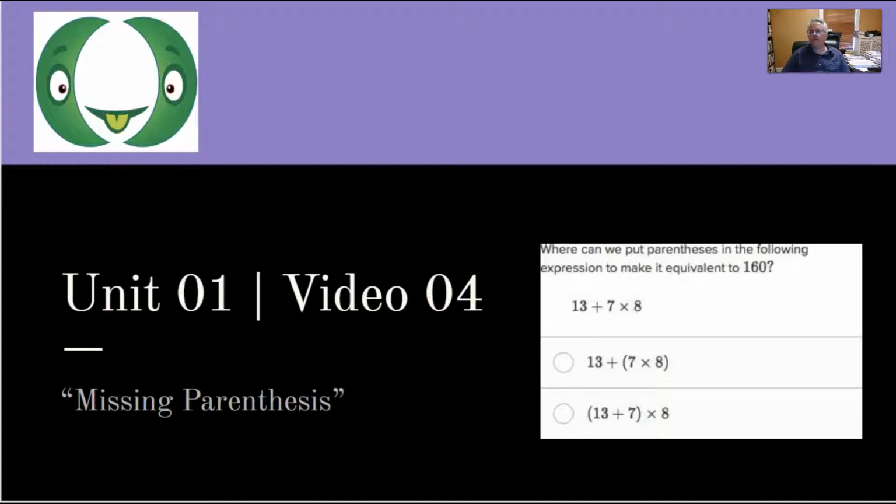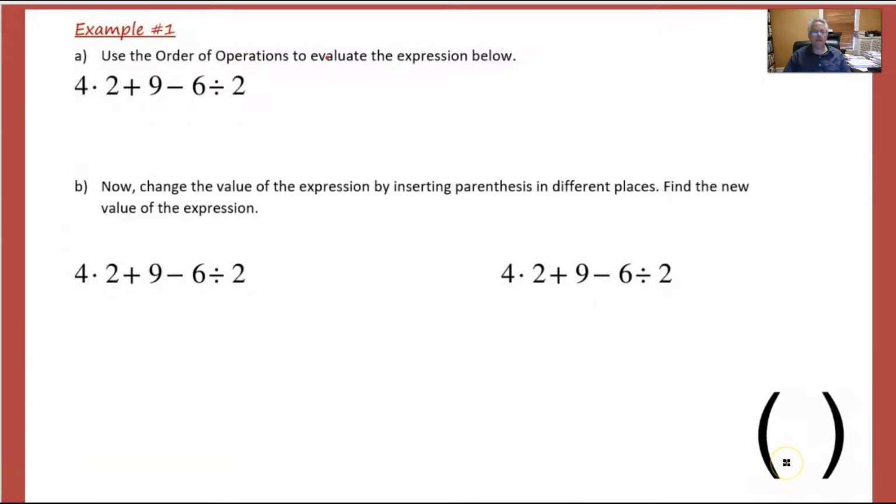We're going to talk about missing parentheses. So these are kind of cool puzzles if you like playing around with expressions. First, we're going to start with a couple examples. Here we have an expression, and we're going to evaluate it the way it is. And then we're going to see if we can change the value by adding parentheses in different places.